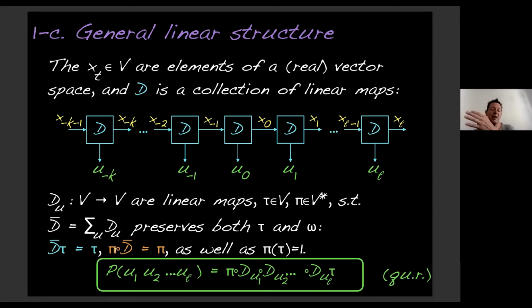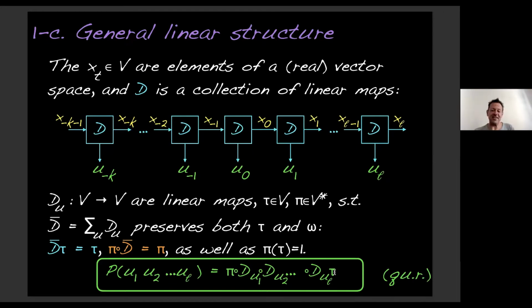And if I apply d bar on the right of pi, then I compose this pi, because it's a linear function, and I get pi. And normalization of probability is that pi of tau is equal to one. If that is given, then we can write down this expression in the green box: pi evaluated on du1, du2, dul applied to tau. This could be a probability distribution.